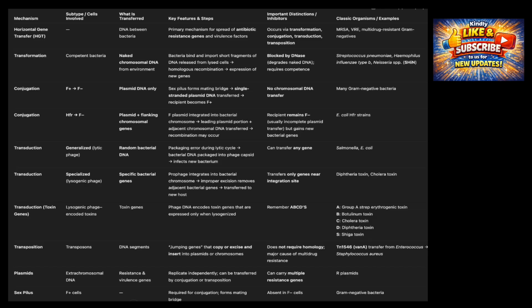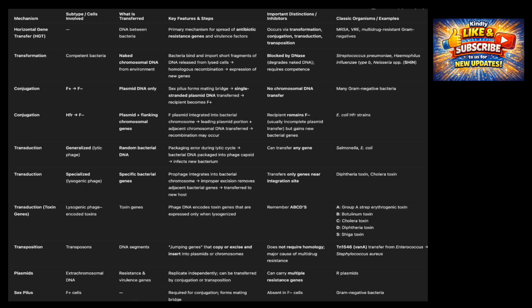Specialized transduction occurs during the lysogenic cycle, where phage DNA integrates into a specific site in the bacterial chromosome. If excision is incorrect, the phage removes adjacent bacterial genes along with its own DNA. Only genes near the insertion site are transferred, so this process is not random. This mechanism is tested heavily through toxin production.